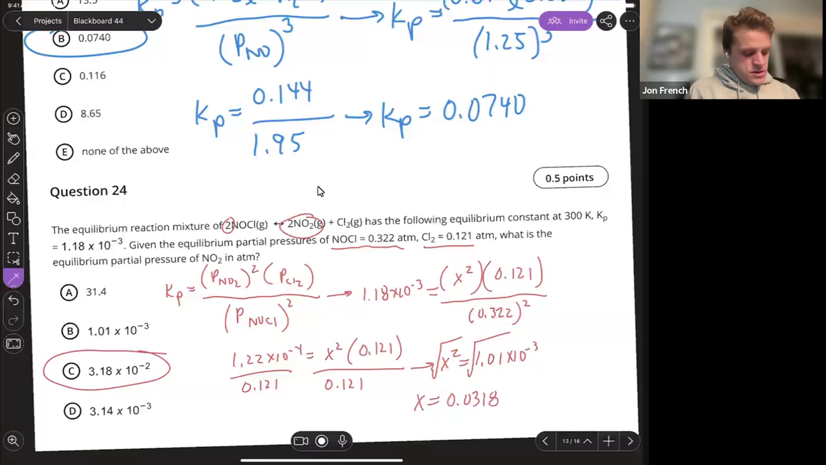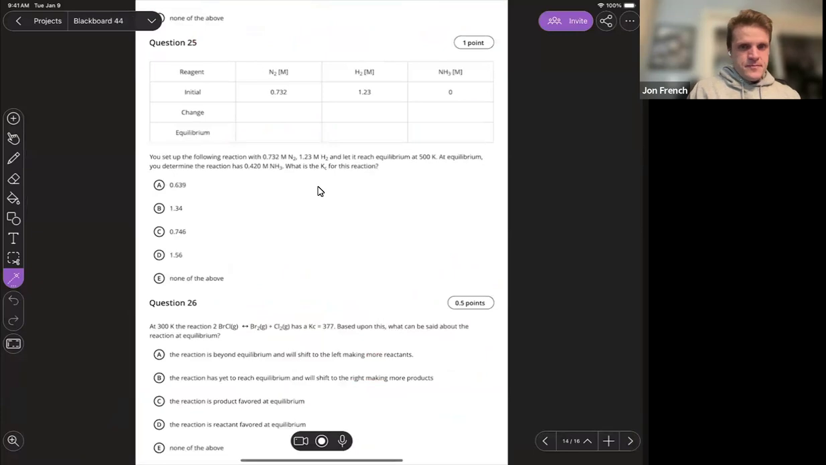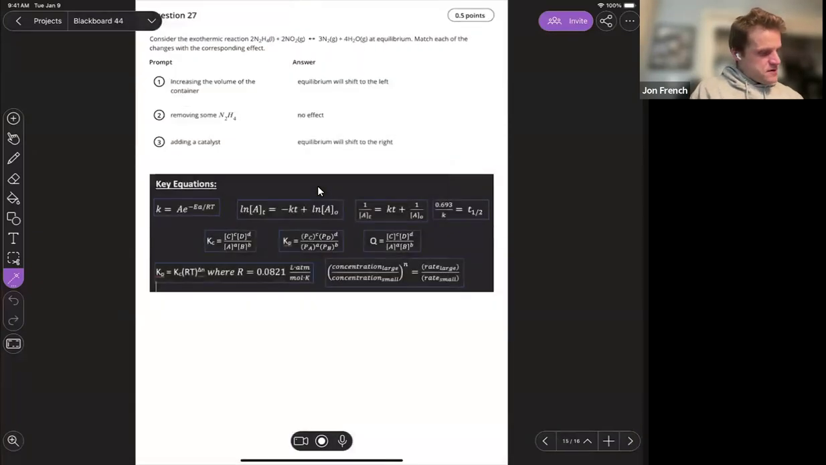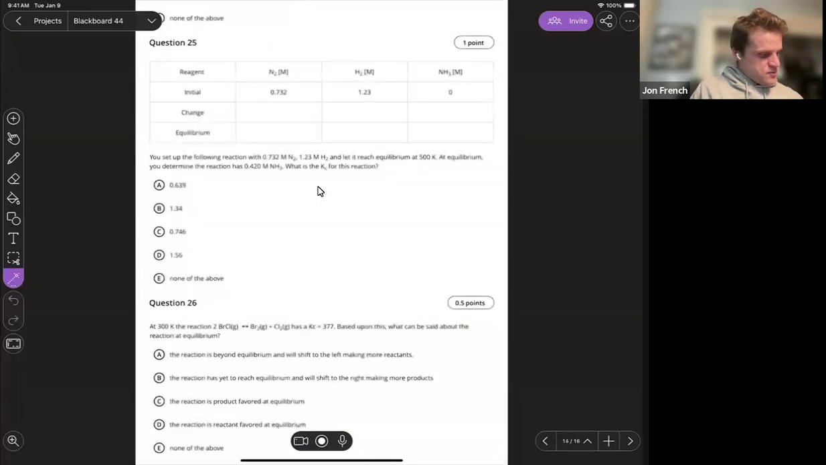All right, last two questions, 25 and 27. All right, 25, our ice table, and then 27, oh, Le Chatelier's principle.